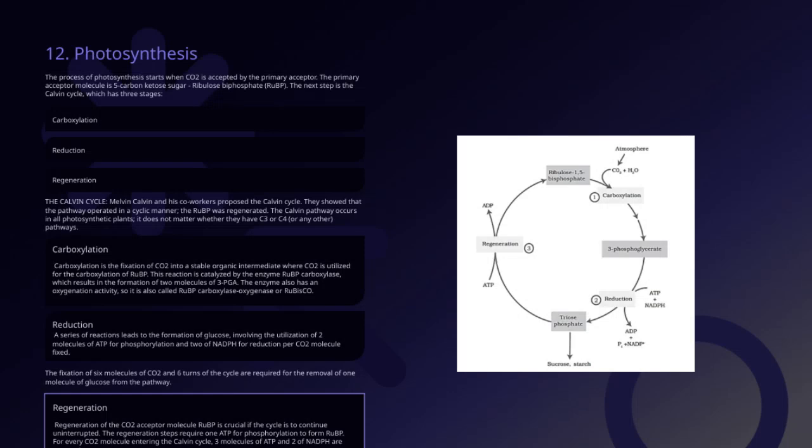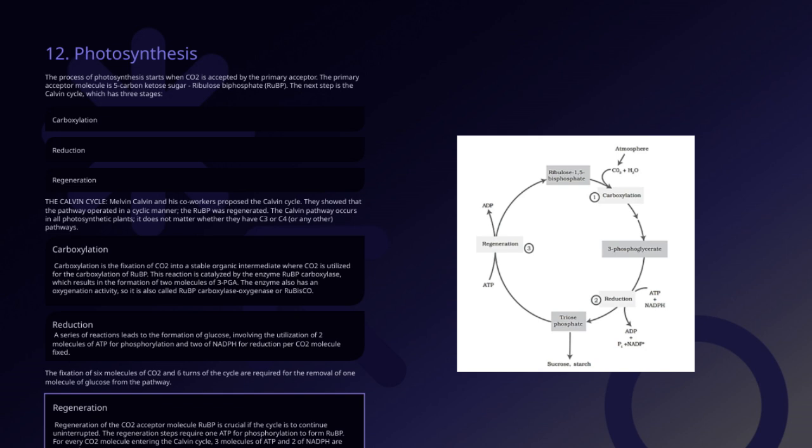Let's now talk about the regeneration of the CO2 acceptor molecule, which is crucial for the cycle to keep going smoothly. Essentially, after the cycle uses up RuBP, it needs to be regenerated so that the process can continue without interruption. This regeneration step requires energy in the form of ATP, specifically one ATP molecule for phosphorylation to recreate RuBP.